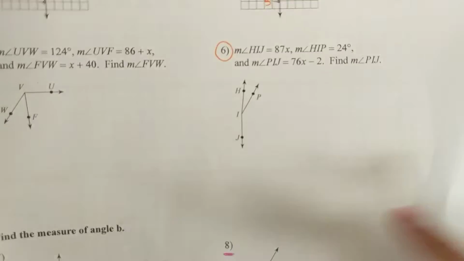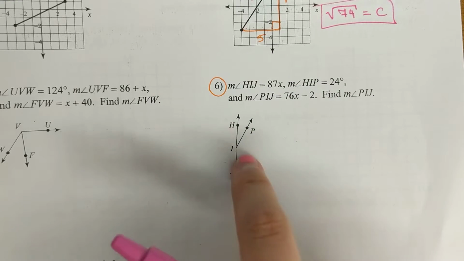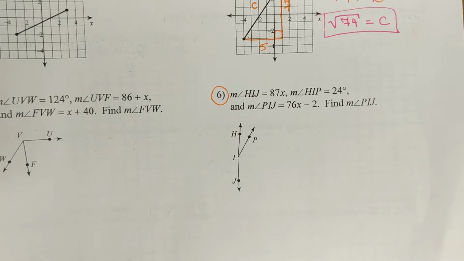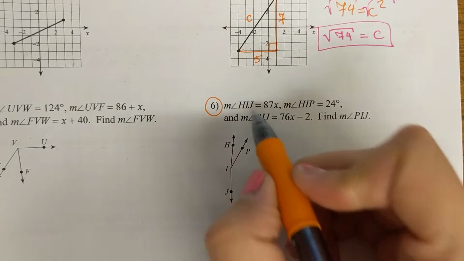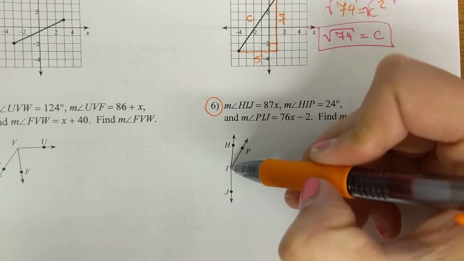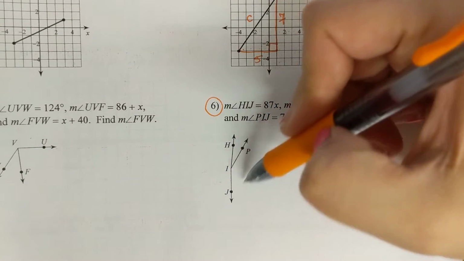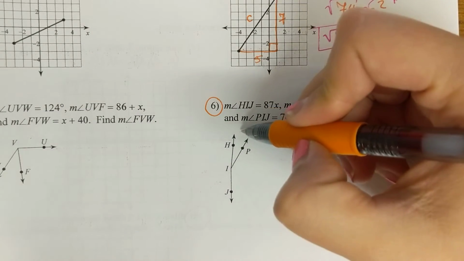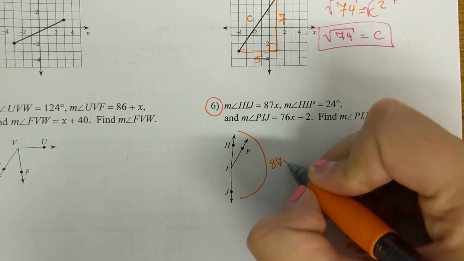Number 6. All right, there's a lot of stuff going on in here. If it were labeled on the actual diagram, I can almost promise it would be so much easier, but it's not. So we've got to do some labeling. Make sure you're very careful with your labeling. So HIJ is 87x. Okay, so I'm going to assume that involves these two angles because those are the other angles we're talking about. So this whole thing is 87x.